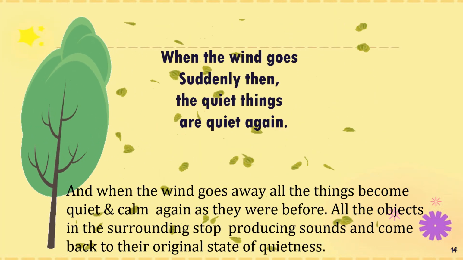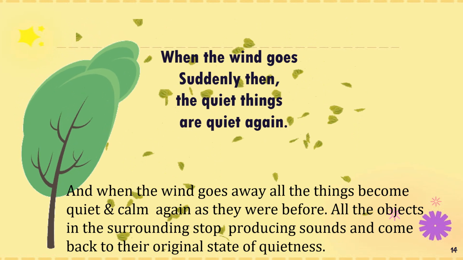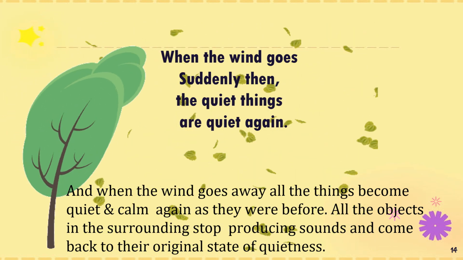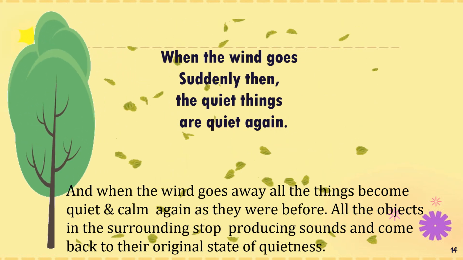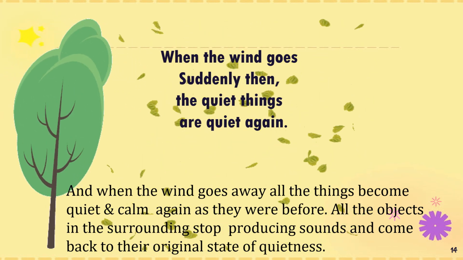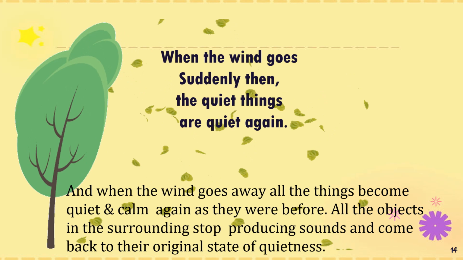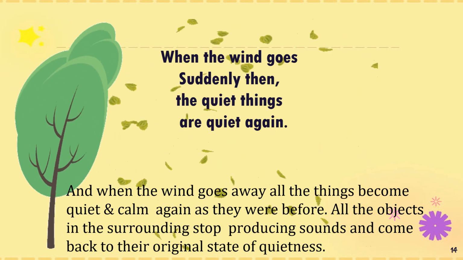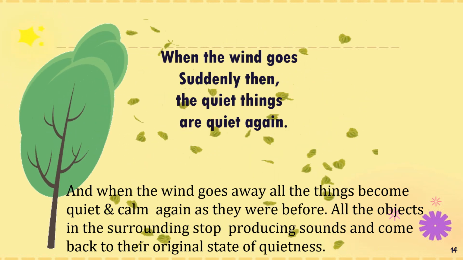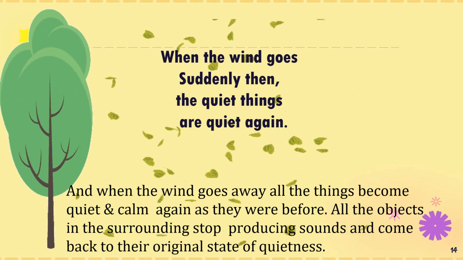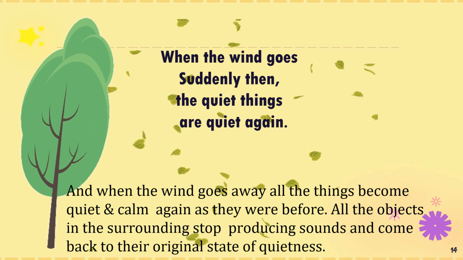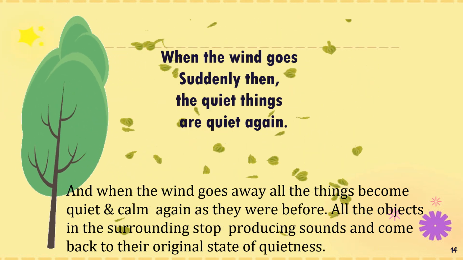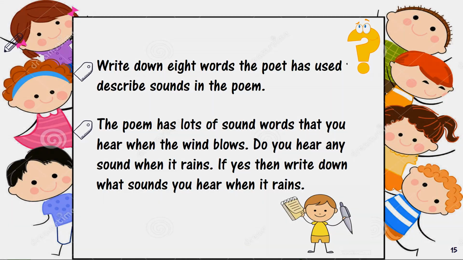When the wind goes, suddenly then the quiet things are quiet again. In this last stanza of the poem, the poet tells us when the wind goes away, all the things become quiet and calm again as they were before. All the objects in the surroundings stop producing sounds and come back to their original state of quietness.